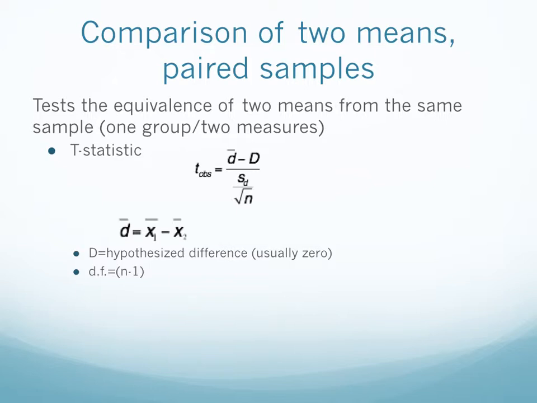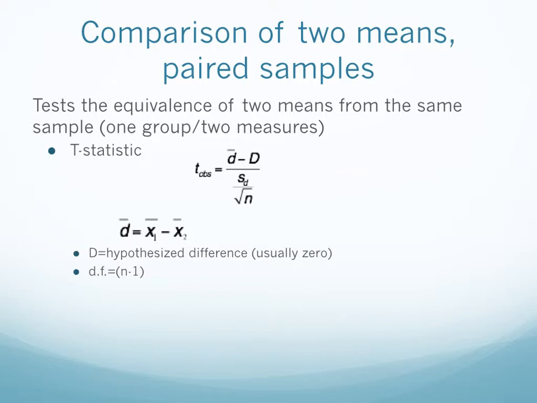So this test is a test of equivalence of two means from the same sample. So it's often also called a one group, two measures test. And the t statistic, t observed, is equal to small d bar, that is the average difference between the scores, minus capital D, which is the hypothesized population difference. And again, that hypothesized difference usually is presumed to be 0, so that will disappear. And divided by the standard error of the mean for the differences, which is the standard deviation of the differences divided by the square root of n.